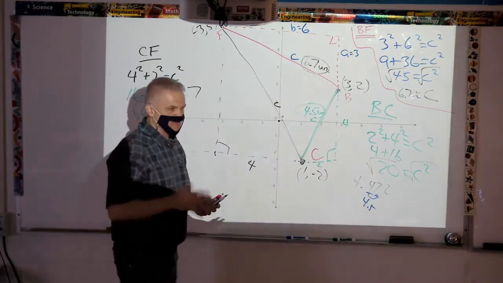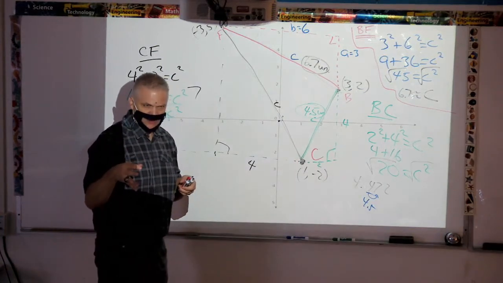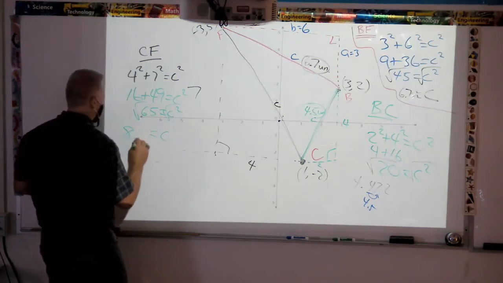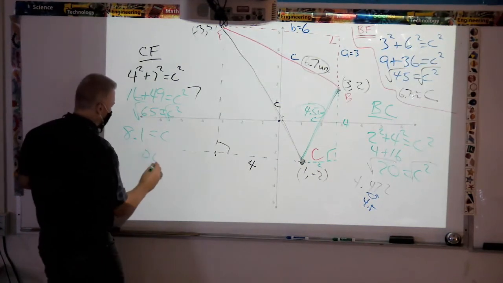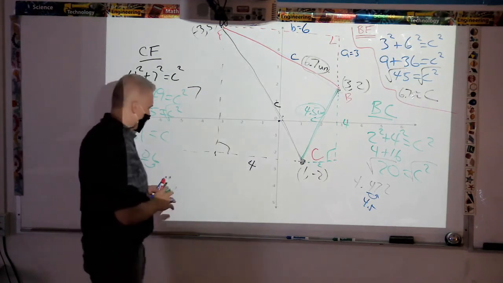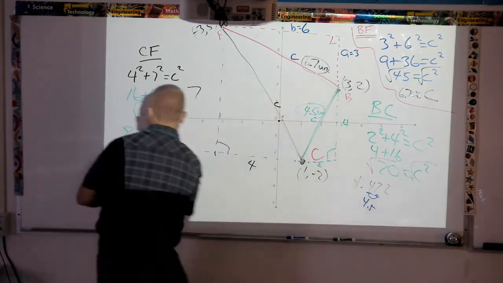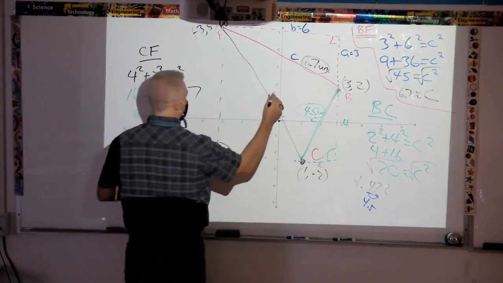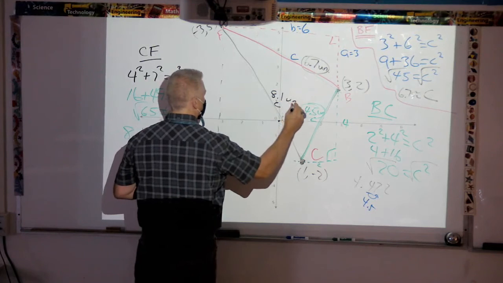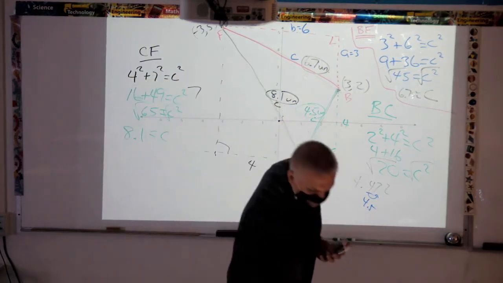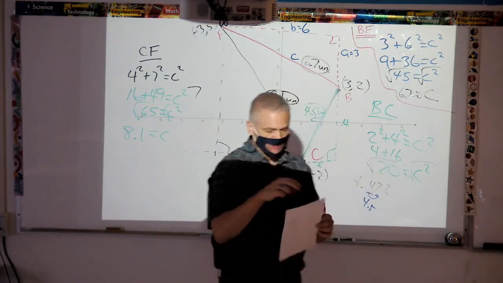8.0625. 8.06. So to the nearest tenth, 8.1, because the 6 rounds the 0 up. So we found all 3 sides, 8.1 units. That's the Pythagorean Theorem part that we did.